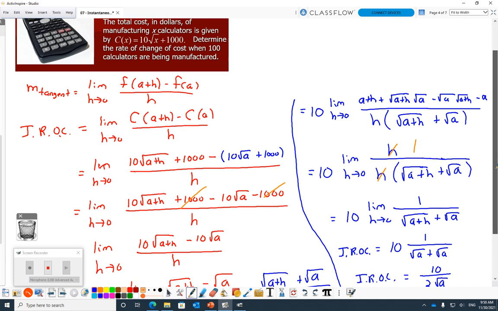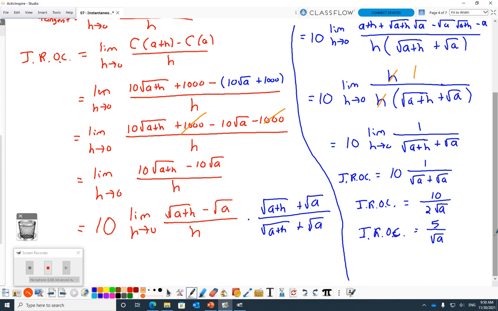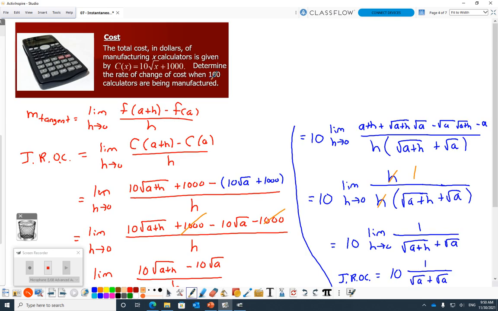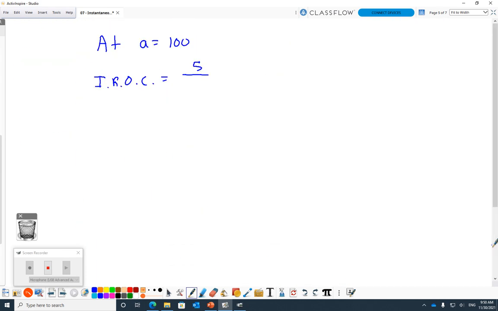What was I up to now? Instantaneous rate of change is 5 over root a. So then I'm saying at a equals, what was it? 100? IROC equals 5 over, I already forget. Was it root a? 5 over root a, yeah. Over root 100. Root 100 is just 10.